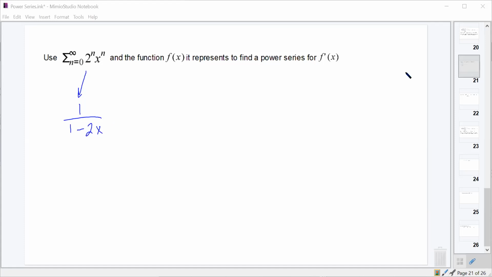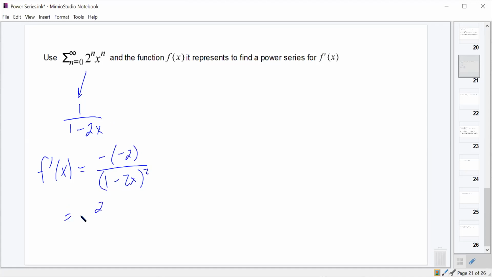All right, so we have the function 1 over 1 minus 2x, which is the sum of 2 to the n, x to the n. We want to find a power series for f prime of x. Well, first off, what is f prime of x? F prime of x ought to be the opposite of the derivative of the denominator over 1 minus 2x squared. So we're looking for a series that represents 2 over 1 minus 2x squared. And all we have to do is take a derivative, raise our index up by 1.